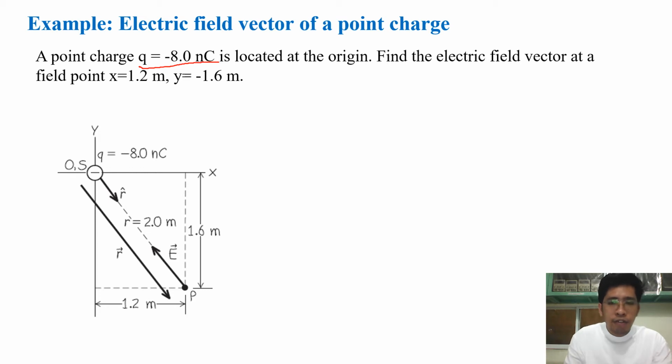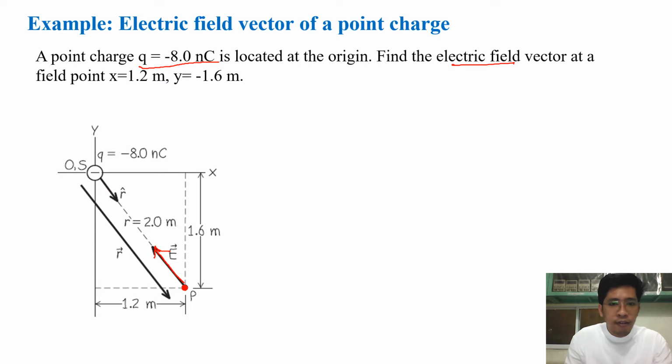And you're asked to find the electric field vector at the field point, which is located at x equals 1.2 meters and y equals -1.6 meters. So it's in the fourth quadrant, around here. This is your field point. Since this is a negative test charge, the electric field is radially inwards. So you have your electric field line pointing radially inwards towards your negative test charge, and our electric field vector should be pointing this way.